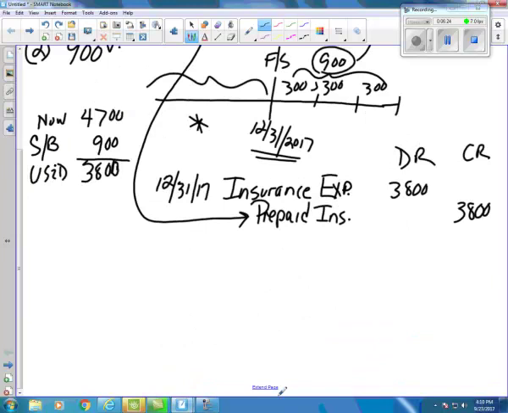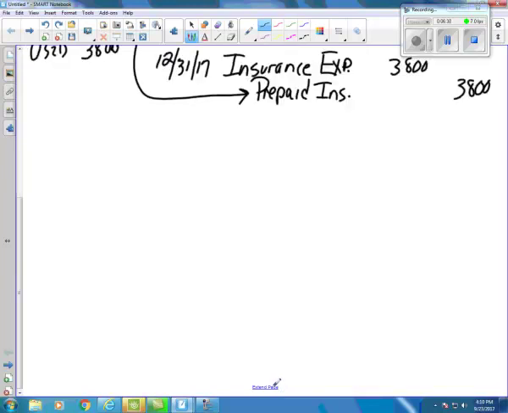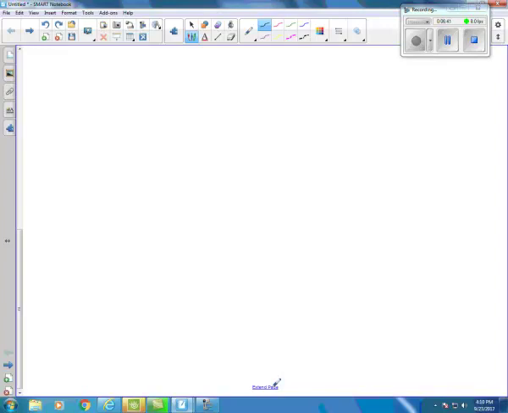All right, let's take a look at it another way. In our second example, the prepaid insurance, these are independent situations, by the way. The prepaid insurance account has a $5,890 balance at the beginning. So again, I'm going to put a T account for my prepaid insurance, and on the debit side I'm going to put my balance of $5,890.